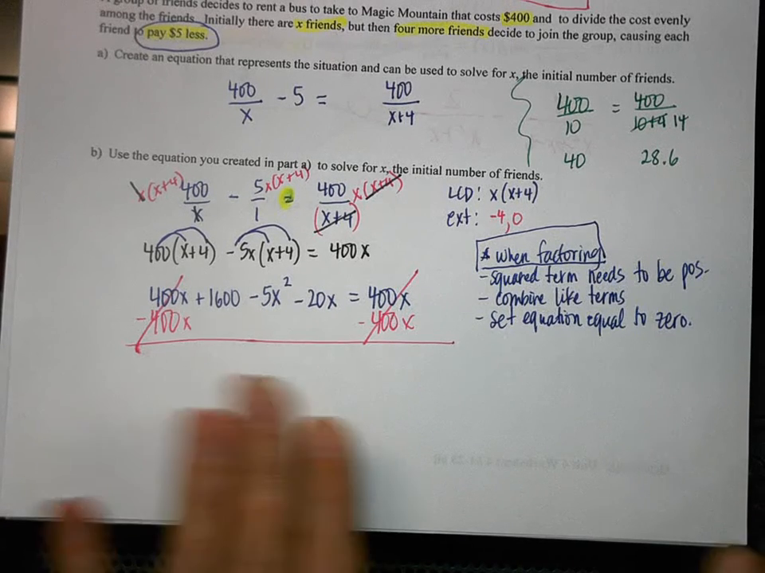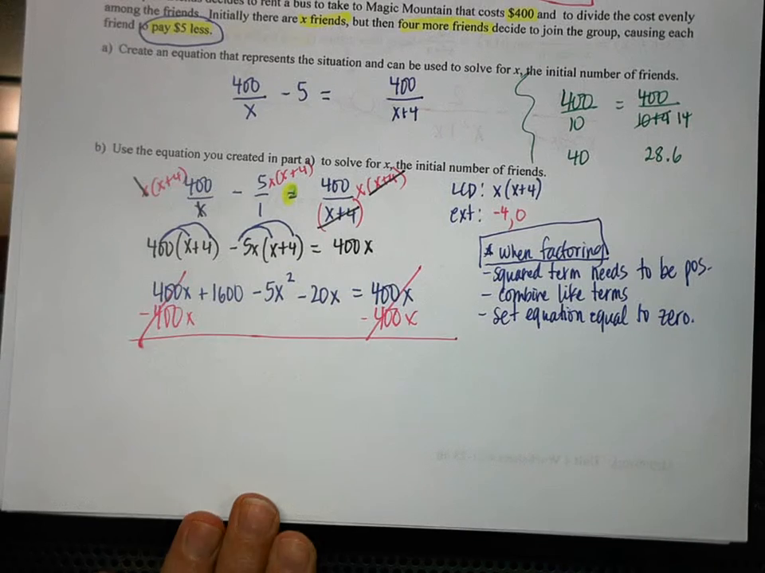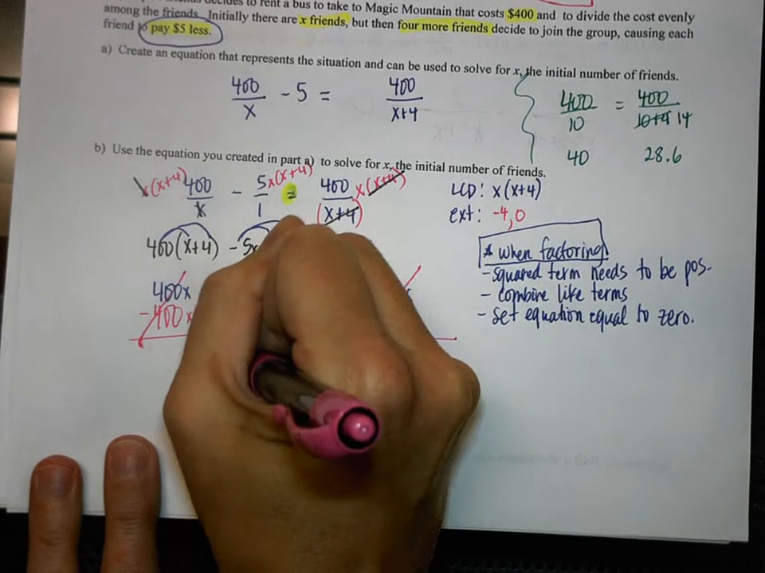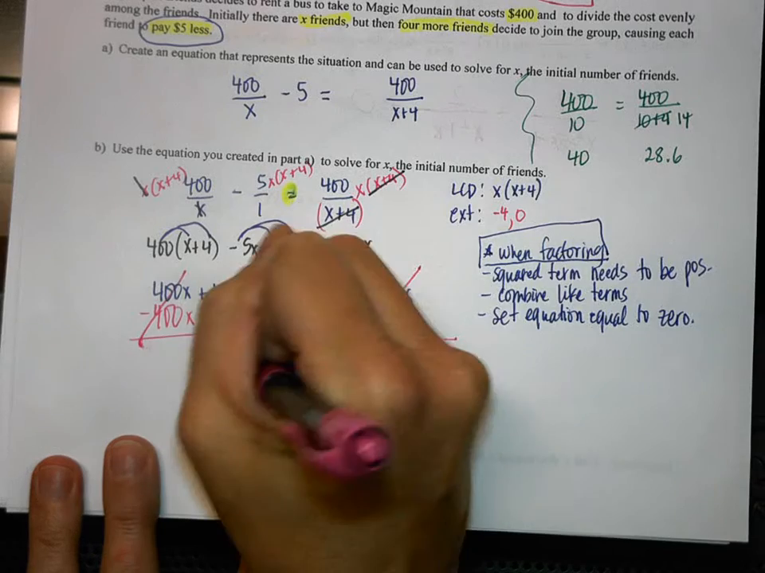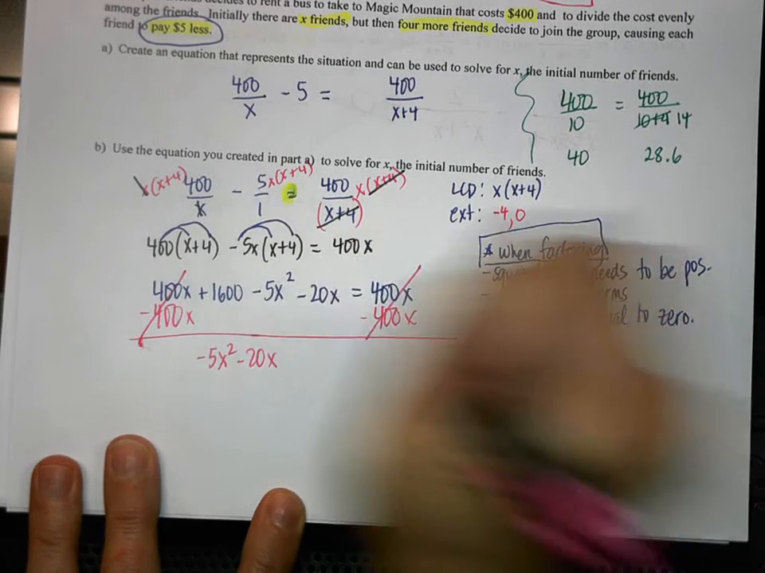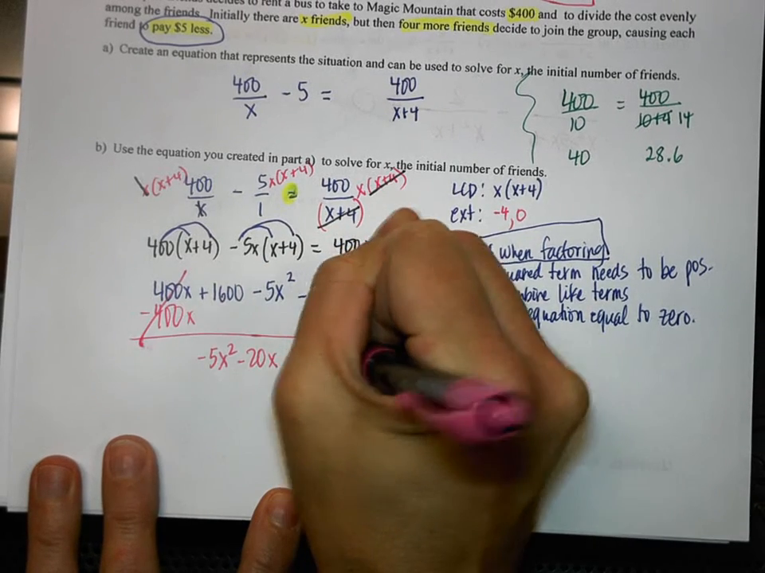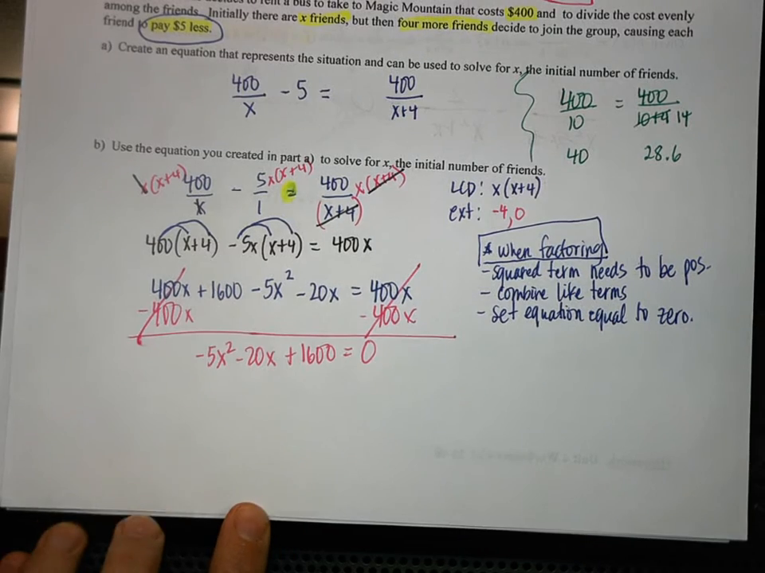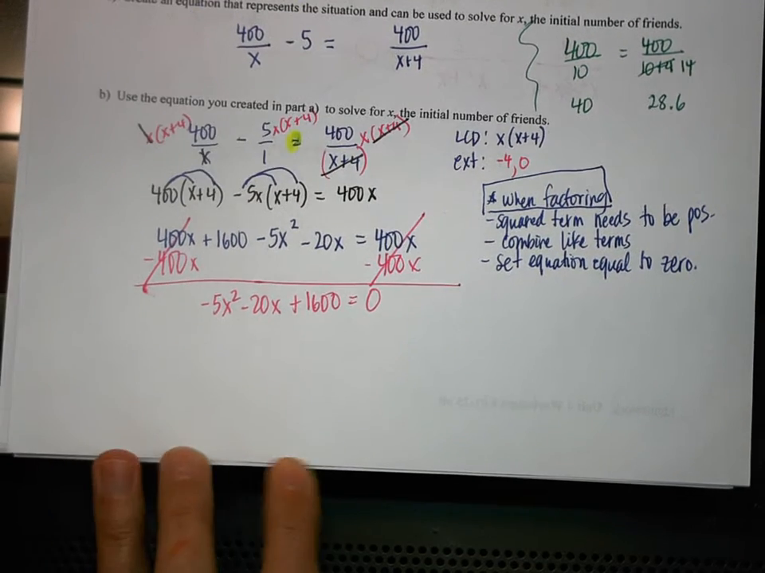Okay, and so now let's rewrite this in descending order. How should I write that? Negative 5x squared minus 20x plus 1600 equals, good, equals 0. All right, everybody okay with that?